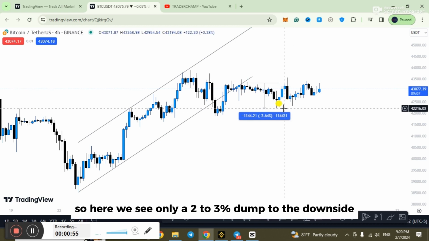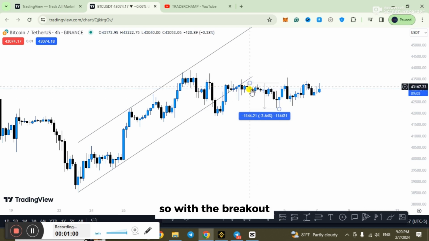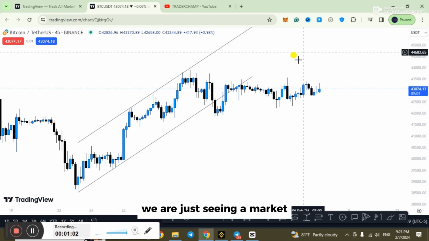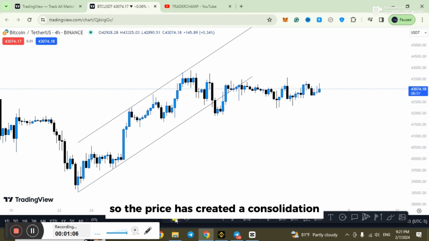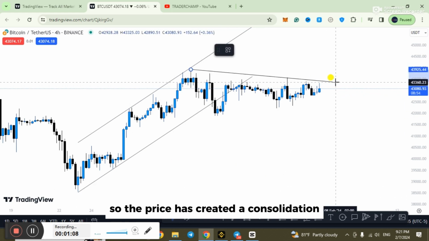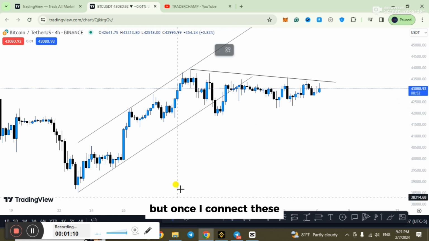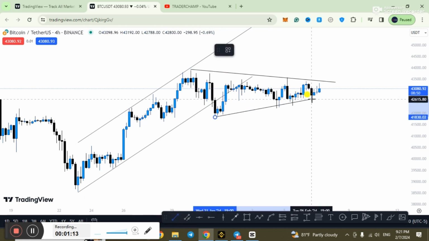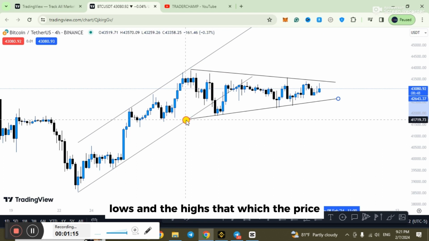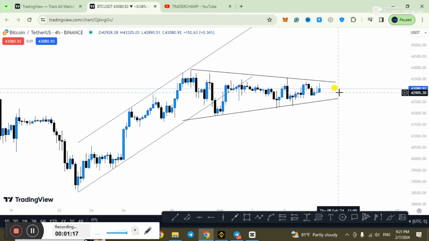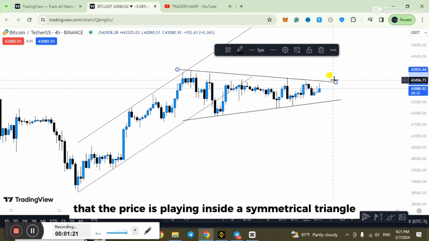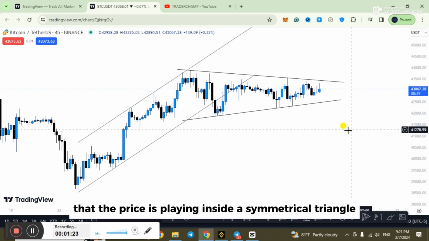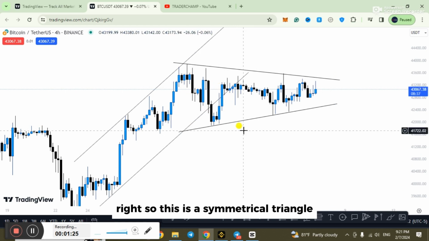Here we see only a 2 to 3% dump to the downside. With the breakout, we are just seeing a market consolidation or a sideways market, right? Once I connect these lows and highs that the price has already created on Bitcoin, it identifies that the price is playing inside a symmetrical triangle, right? So this is a symmetrical triangle.